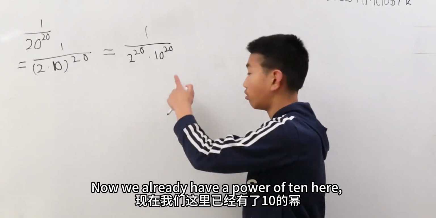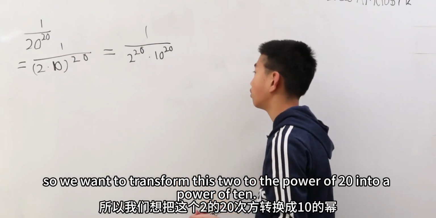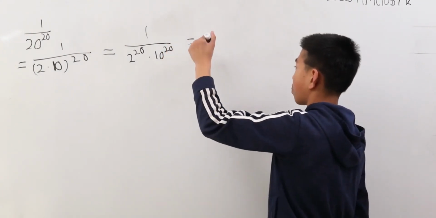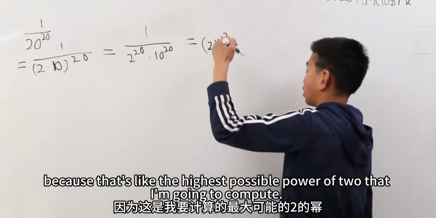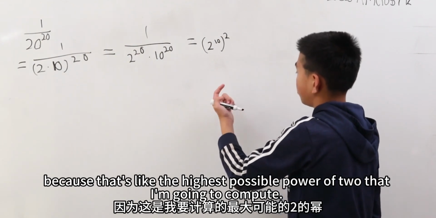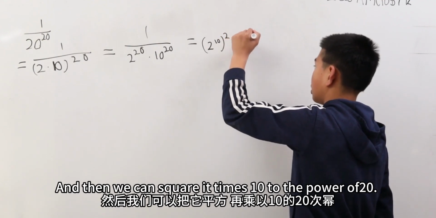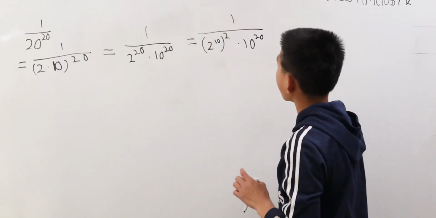Now, we already have a power of 10 here, so we want to transform this 2 to the power of 20 into a power of 10. So how can we do this? This is going to be 2 to the power of 10 squared, because that's the highest power of 2 that I'm going to compute, and then we can square it, times 10 to the power of 20. This is all over 1.